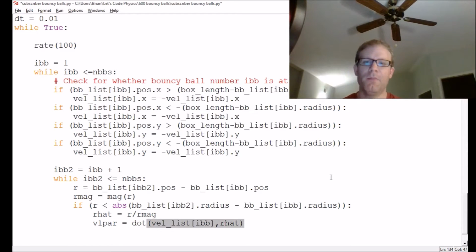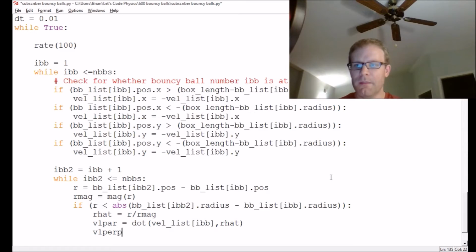with r hat. The dot product is just a way of taking one vector and another vector and calculating the projection of one vector along the other one. So for example, if two vectors are perpendicular to each other, then the dot product between the two is 0. If the two vectors are parallel to each other, the dot product is maximized.